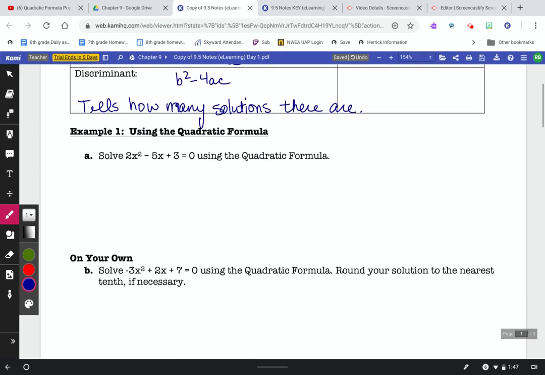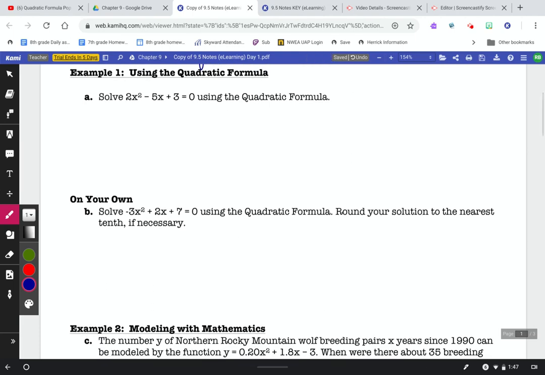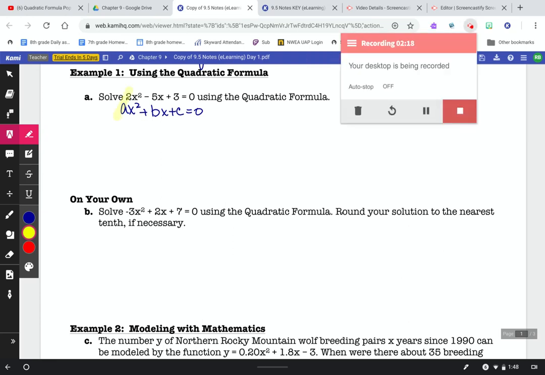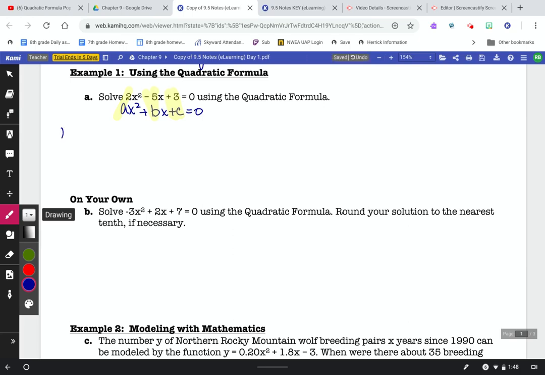Okay, so let's apply the quadratic formula to this equation. ax squared plus bx plus c is equal to 0. So I just put it underneath the equation because that'll tell us that our a is 2, our b is -5, and c is 3. So let's write that on the side. a is 2, b is -5, and c is 3.